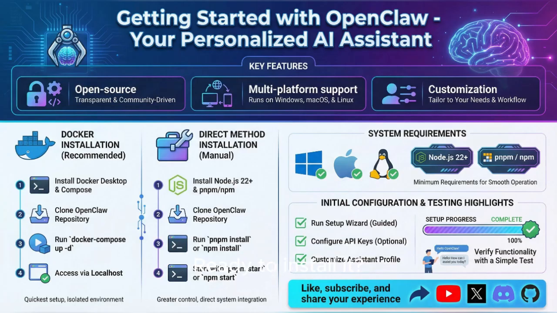Ready to install it? The easiest way is with Docker. Just open your terminal and run docker pull snippet OpenClaw, then start it with a simple run command. Don't worry, I'll put the full commands in the description below.